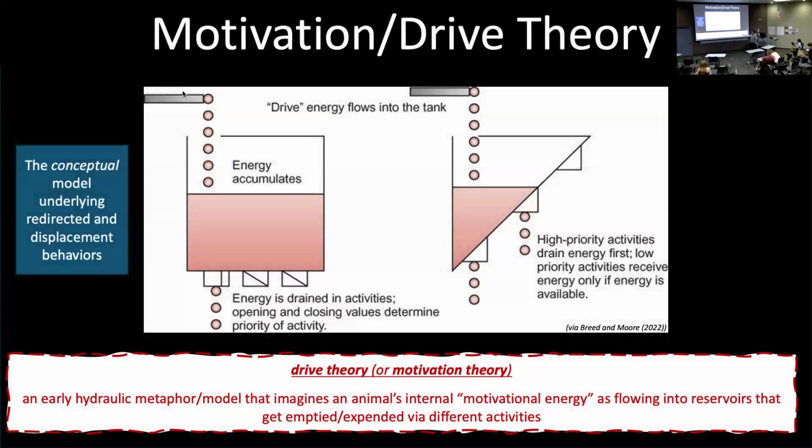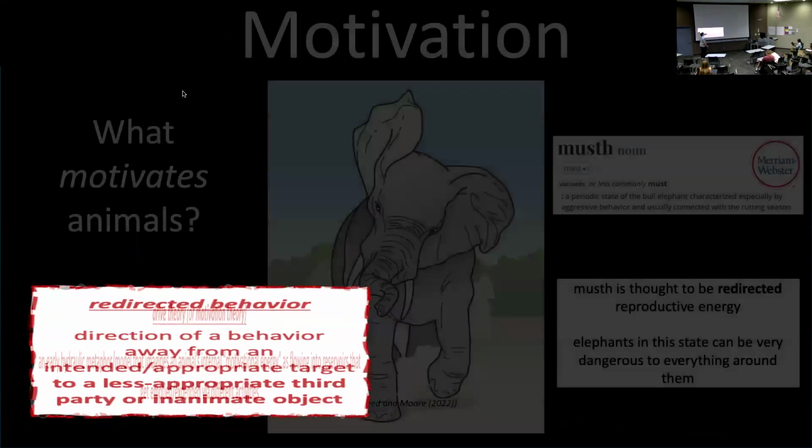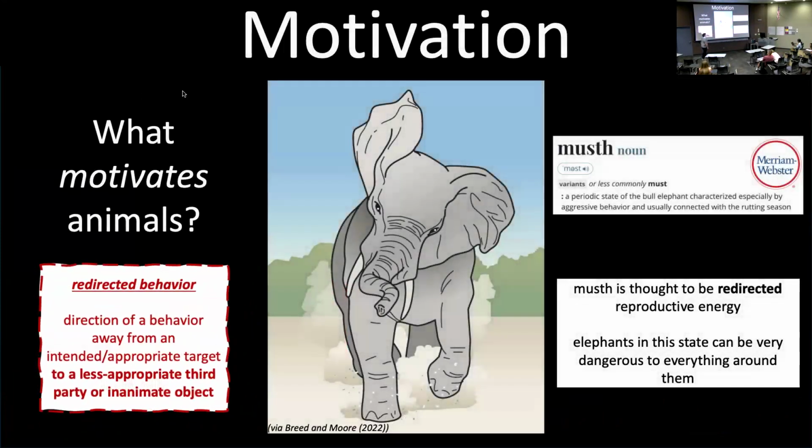And then drive theory. I'll rush to get to it, because there was a little confusion here about redirected and displacement behavior. I just want to make it clear that redirected behavior is the idea that an animal wants to do a behavior, but it doesn't have the object that it would like to do the behavior to, so it redirects it to another object in the environment, a physical object, a person, a place, a thing. Another object gets something. That's the redirected behavior.